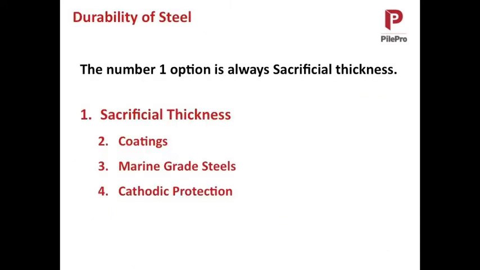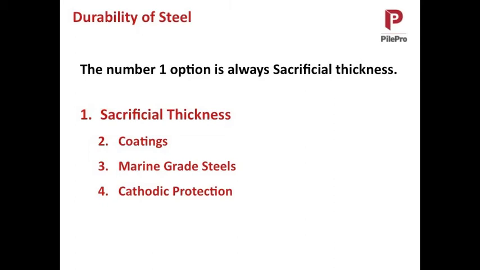When you come to durability of steel, the number one option for the engineer is always sacrificial thickness. If your corrosion rate is 1.1 millimeter a year loss, and you want a 50-year design life, then you have 5 millimeters of sacrificial extra steel to put on the structure and just allow it to corrode away. In 50 years' time, you replace your structure. That's how it works. If you can't get it with sacrificial thickness, because you can't get a section thick enough, then you go to coatings, you use marine grade steels, or use cathodic protection. That's what the engineer does.